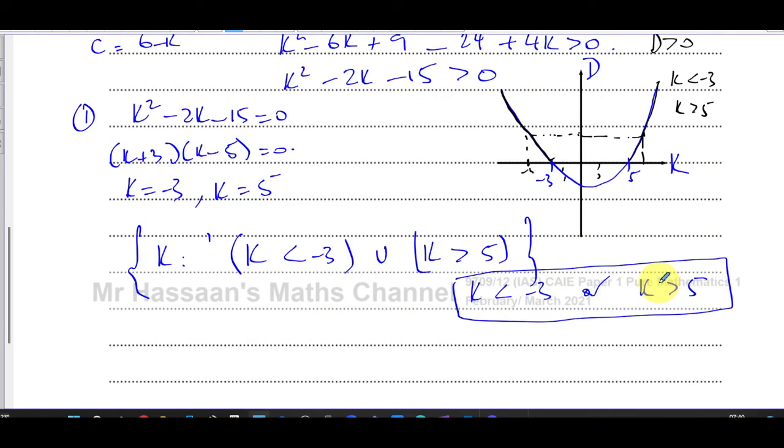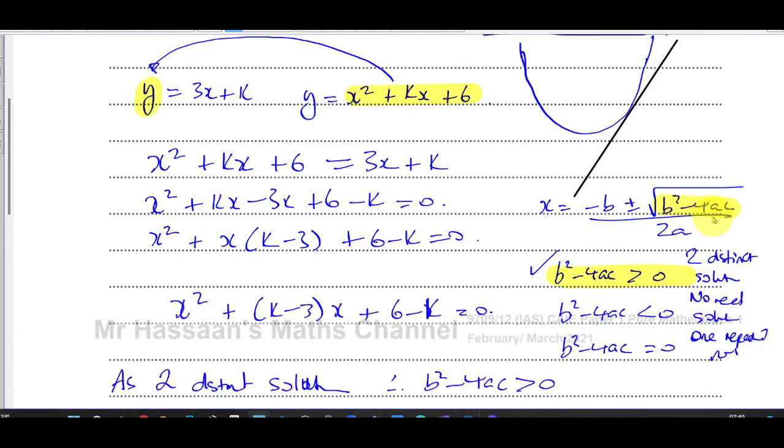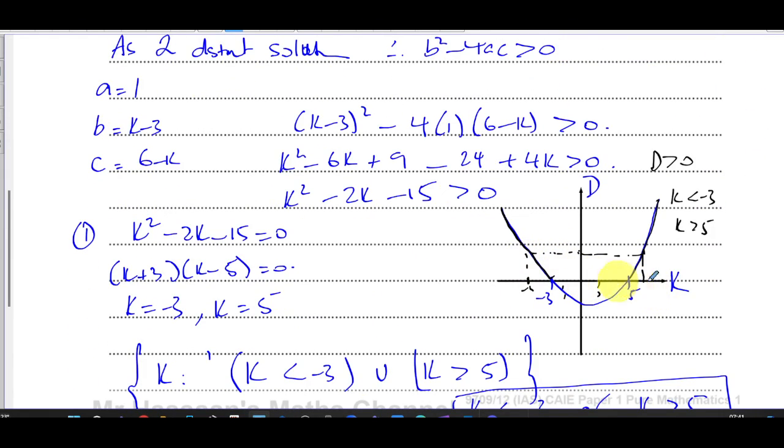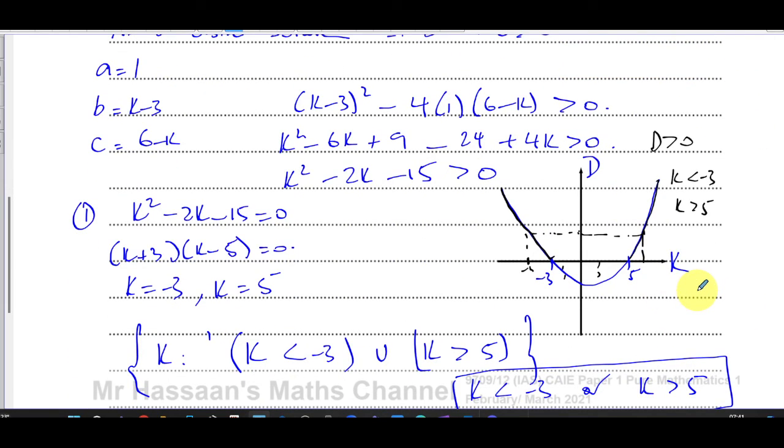If the question said, find the values of k for which the curve and the line meet at, well, in that case, it wouldn't come out like this anyway. Don't worry about it. But if it said, find the values of k for which there are no solutions, then you'd put between -3 and 5. You say k between -3 and 5. That will be for which there's no solutions.